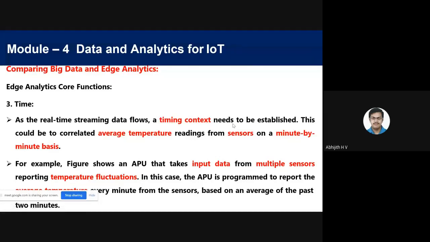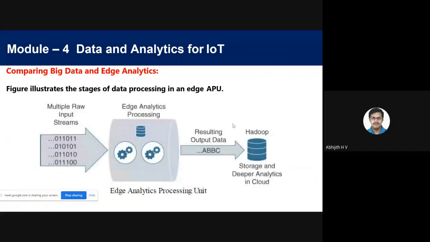Next is timing. Certain applications require time information also. The sensor node will sense and send the data. The edge node can add a timestamp to the data: this data was received at this particular time. Then send it to the cloud. Now the cloud may use this for further processing according to the timestamp. So adding the timestamp is one of the very important processes performed by edge analytics.